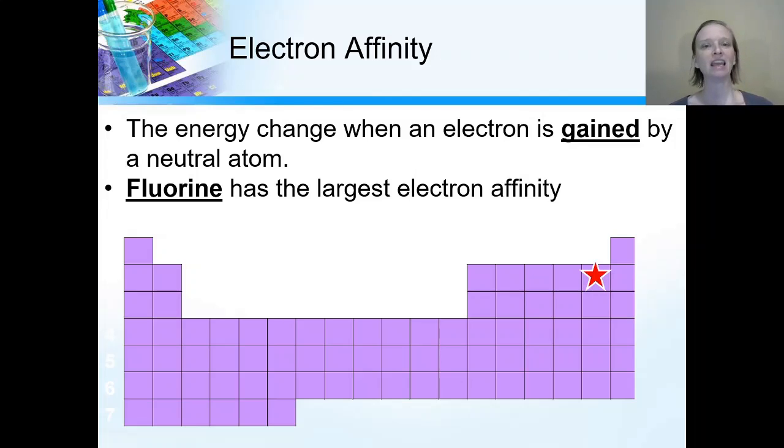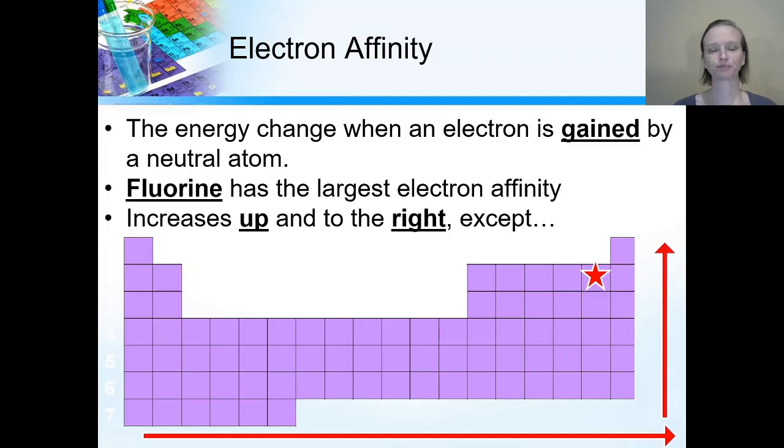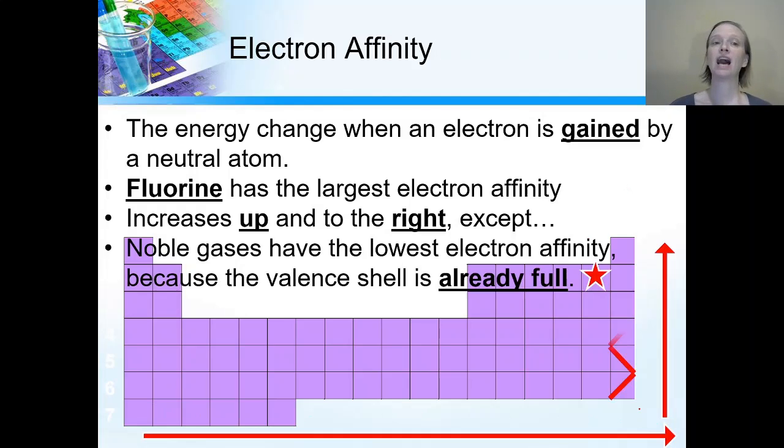Fluorine, out of any element on the periodic table, has the largest electron affinity. We're talking about gaining an electron, so we're talking about making an anion with a negative charge. So you can see from the position of fluorine that the trend is going to increase when we move up the periodic table and to the right, except we do not include the noble gases.